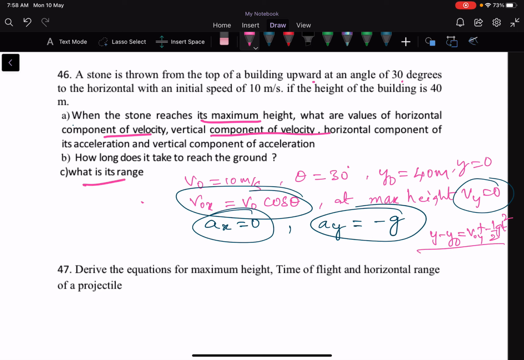What is the range? Range equals horizontal distance equals v0 cos theta times t. So v0 cos theta is nothing but, v0 is how much? We find v0 cos theta here, and the time you can find from this equation. Multiply v0 cos theta by time so that you will get the horizontal range.